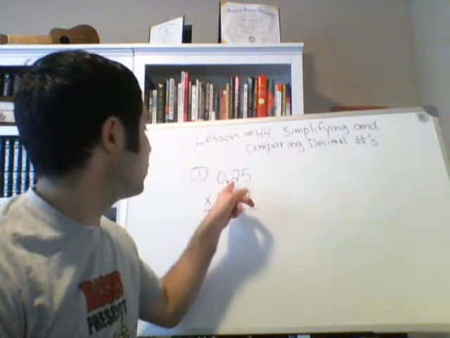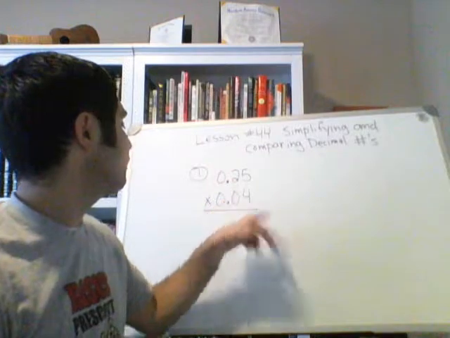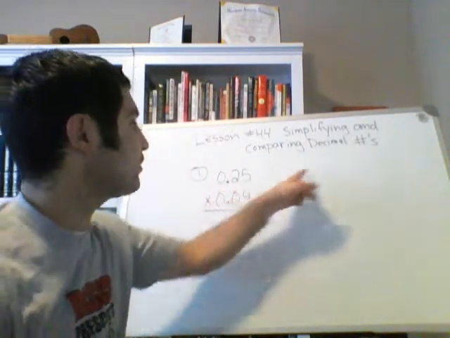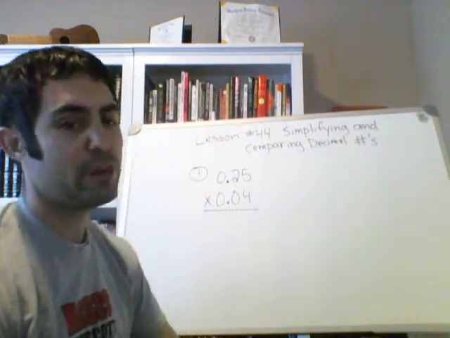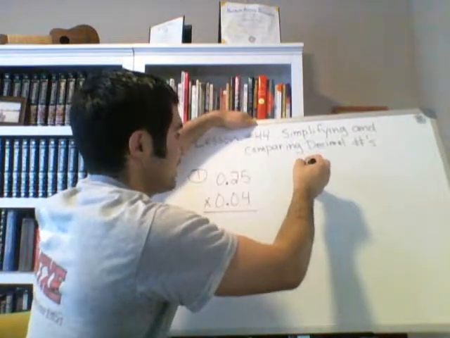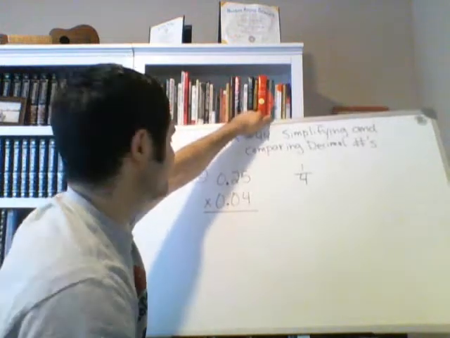Alright, this is 0.25 or 25 hundredths times 4 hundredths. And if you guys wanted to multiply this out, you could convert this to a fraction and multiply across on a fraction. Some people think fractions are easier. So let's do 25 hundredths, and we know that that is the same as 1/4 because you guys have memorized fractions, decimals, percents.